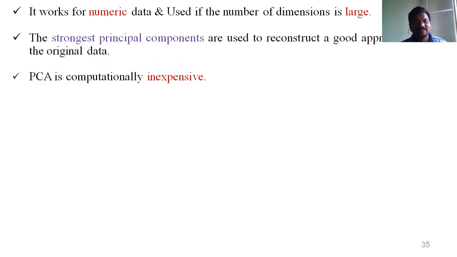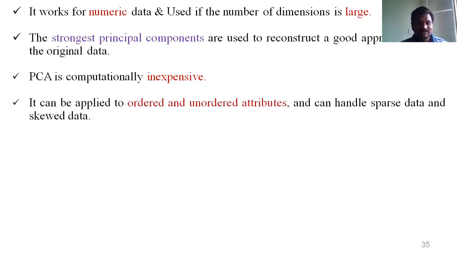And then the strongest principal components are used to recover a good approximation of the original data. That means in the original data you include only the strongest principal components, and you eliminate the weakest principal components. It will apply to ordered and unordered attributes.